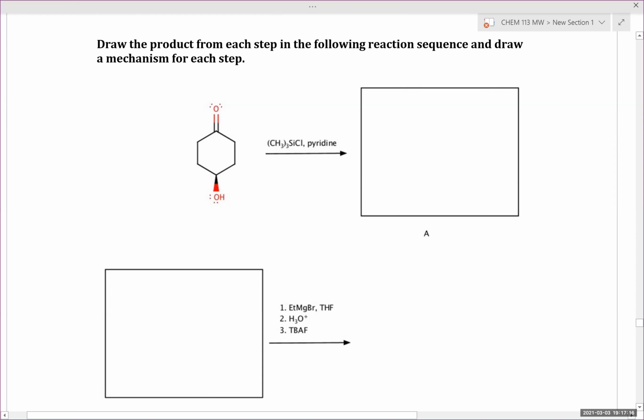So we have an alcohol, and we treat it with chlorotrimethylsilane and pyridine. And then we make and isolate this product A. So what's occurring in the first step? What are these conditions trying to accomplish? What's going to happen under these conditions?